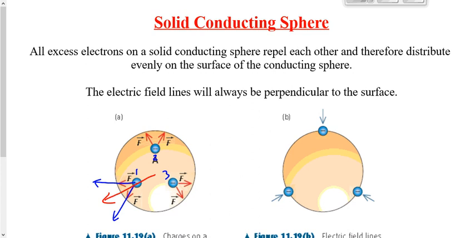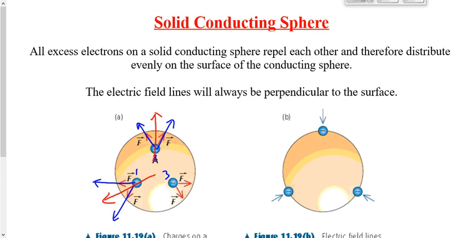Similarly, charge number 2 is going to experience a repulsive force caused by number 1, and it's going to experience a repulsive force caused by number 3. It's pushed away by number 1 and by number 3. The net force is going to be somewhere in between, somewhere like this.